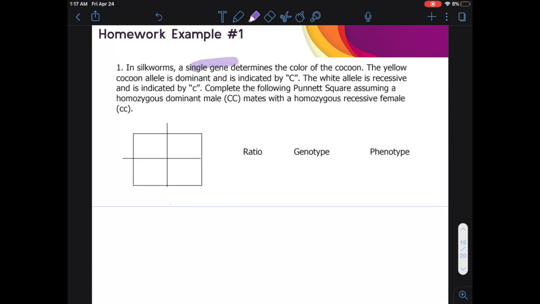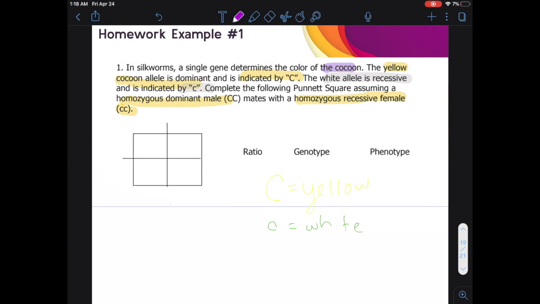In silkworms, a single gene determines the color of the cocoon. The yellow cocoon allele is dominant, so it would be a capital C. Usually it would be the color, it would be a capital Y. I'm going to change that in your homework, but it'll be the same problem. Indicated by a capital C for now until Miss Carrie changes that on your homework. Capital C equals yellow because it's dominant. The white allele is recessive, and it would be indicated by a lowercase c. Complete the following Punnett square, assuming that a homozygous dominant male is mating with a homozygous recessive female.